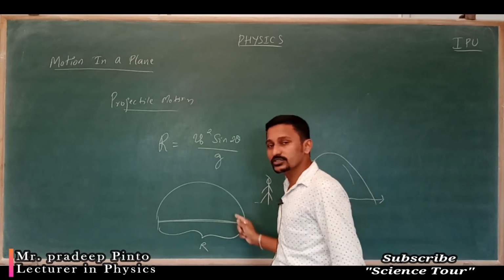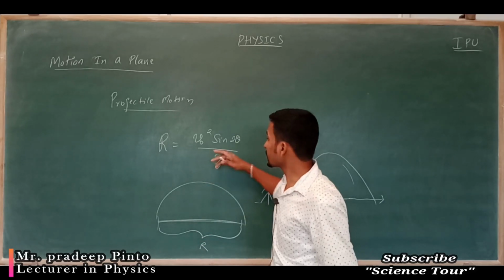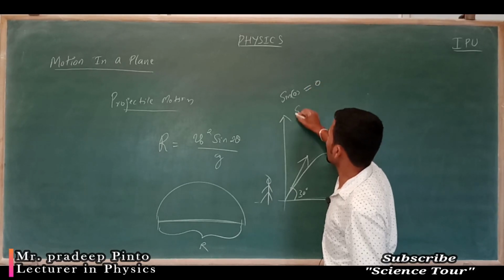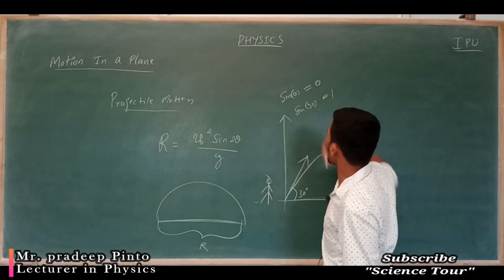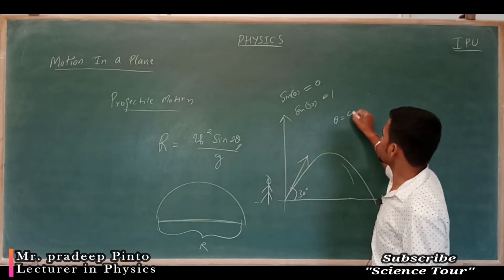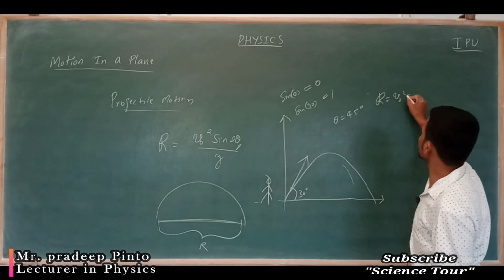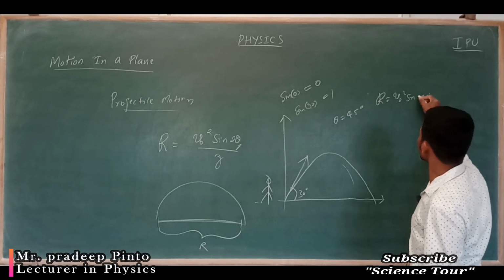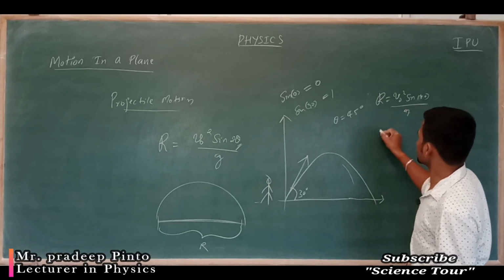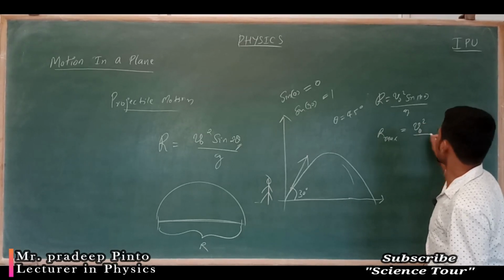But still, by using physics, I can throw it to the maximum level. How? Sine 0 is 0 and sine 90 is 1, isn't it? So it becomes sine 90 only when theta is equal to 45 degrees. Then R is equal to v naught squared sine 45 into 2, which means sine 90, divided by g, and this becomes R maximum, which is equal to v naught squared divided by g.